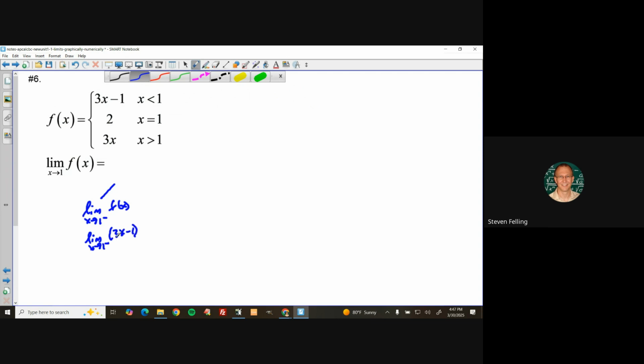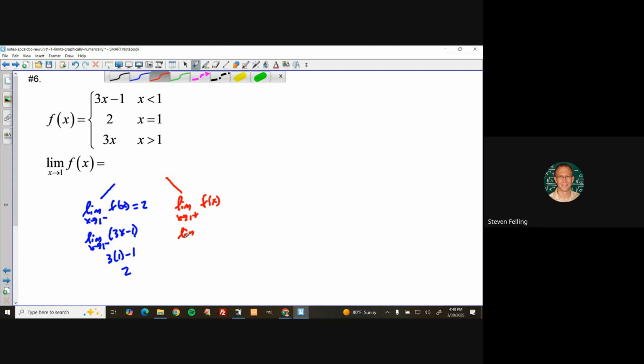And then I'm going to attempt to evaluate that limit by plugging in. So this I can safely plug in a 1 for that x. 3 minus 1 is 2. That means the left-handed limit is equal to 2. Okay, then I'm going to check the right-handed limit. The right-handed limit would be the limit as x approaches 1 from the right of f of x.